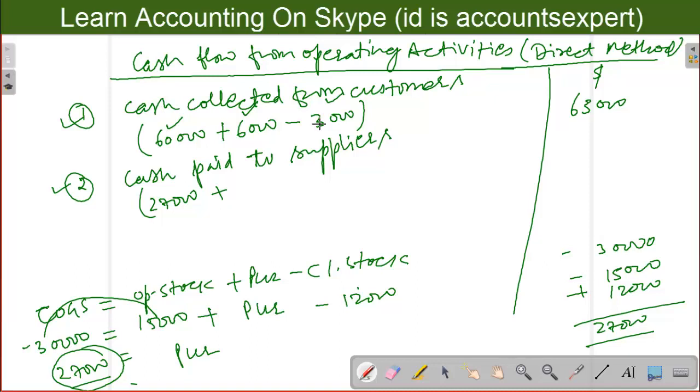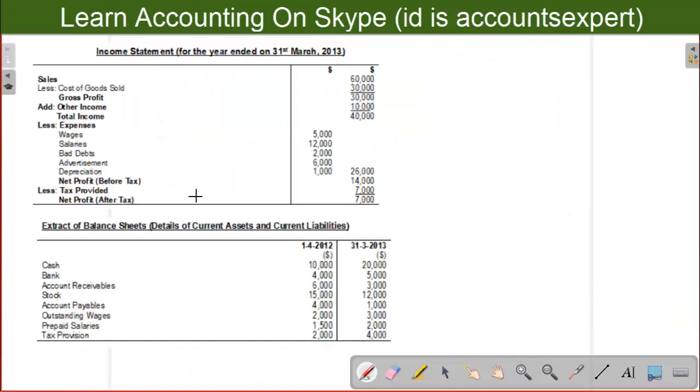Now I will add opening account payables as per the formula. So see, account payables are given. Opening 4,000, closing 1,000, isn't it?